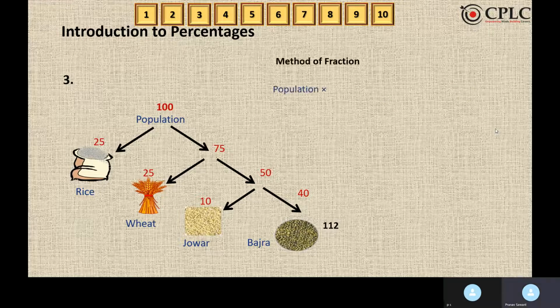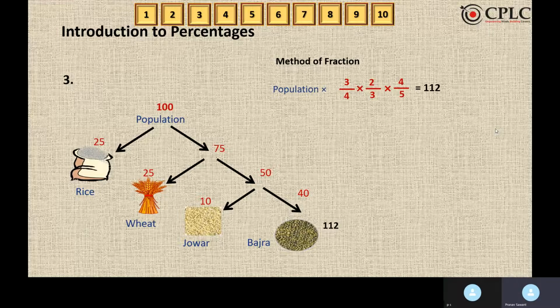Second method is method of fraction. Population into 3 by 4, that is 75%, into 2 by 3, that is 66.66%, into 4 by 5, that is 80%. So we are working with the parts left. So if 25% is done, what is left? 75% is still left. So this is what these fractions refer to.